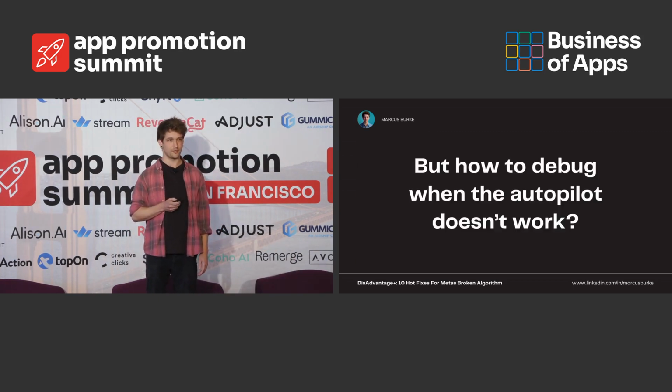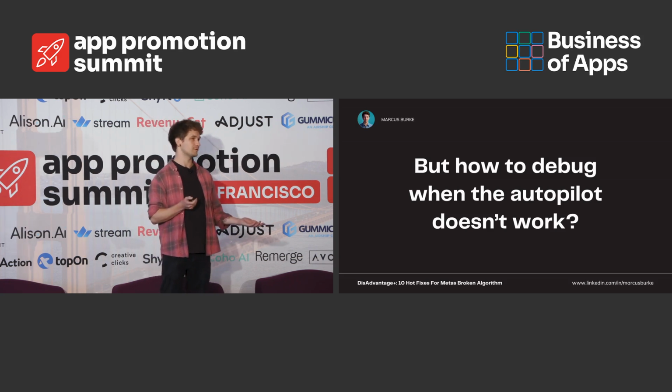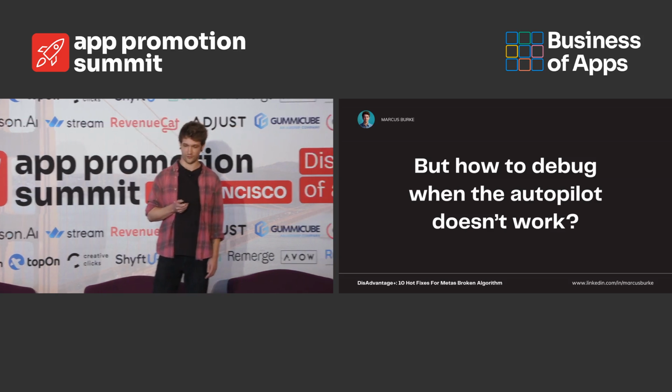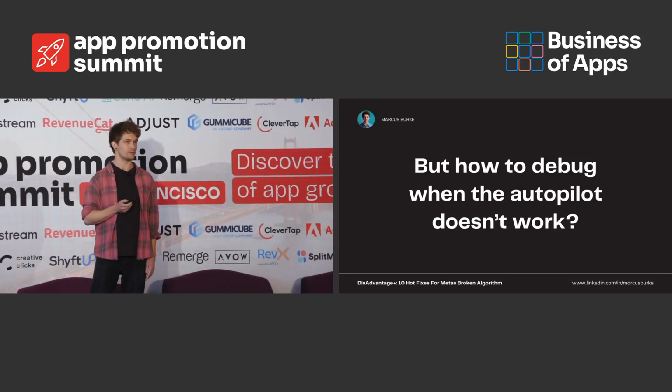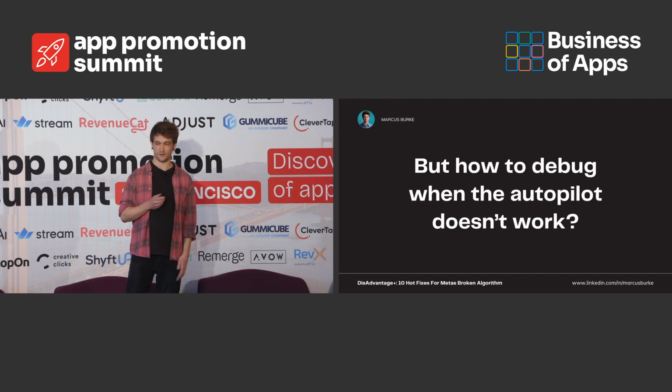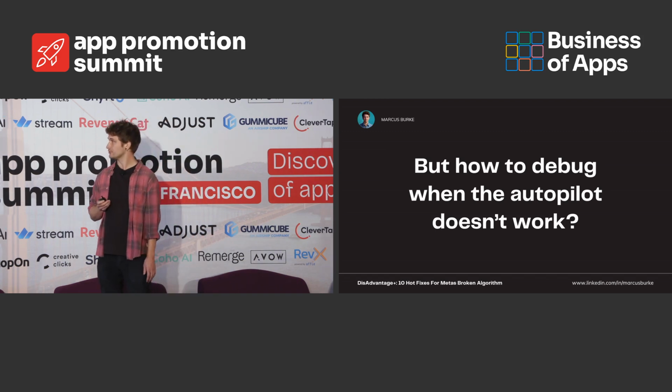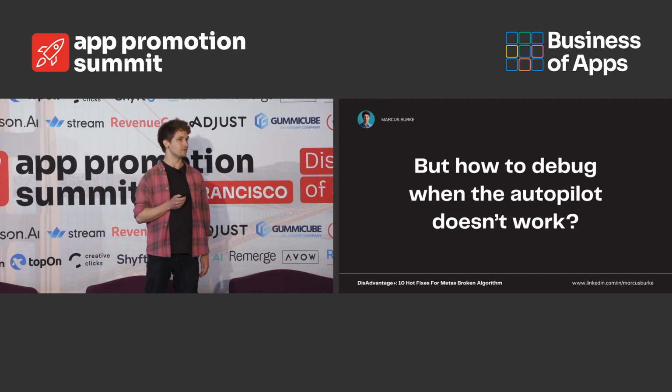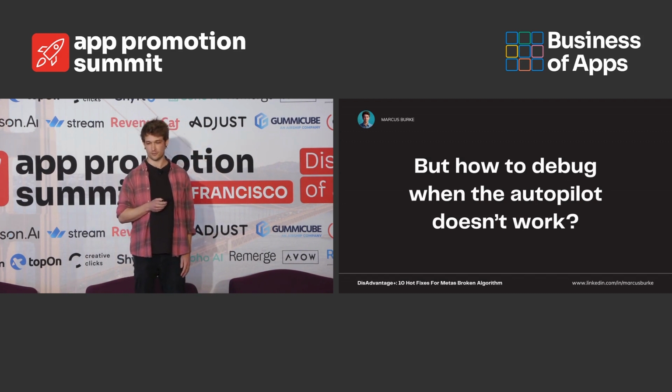these. But then if things don't work and you don't have really any targeting options left and you don't have any settings that you did put in there yourself, then how can you debug this? If the autopilot doesn't work for you, what's going to be the next step? We're going to look into the steps that I try to take if performance is bad and the adjustments that I can still make.